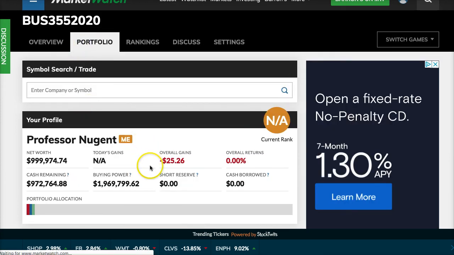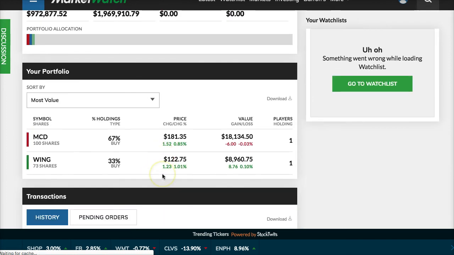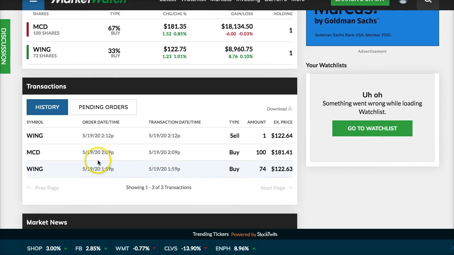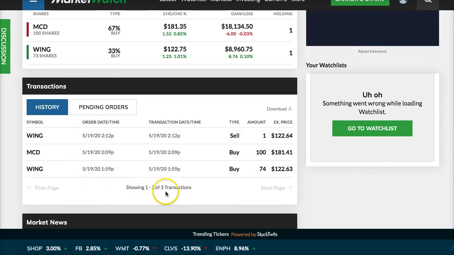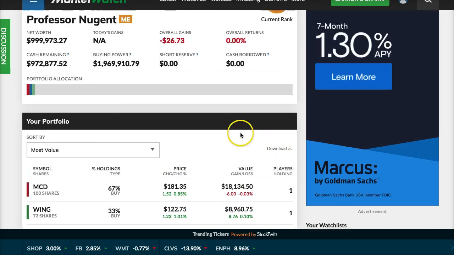These are using real time, real live stock quotes, though it might be 20 minutes delayed. So once that trade executes, right now it's pending, I'll have 3 trades so far. My number of transactions is the same as my number of trades. And you can download this information too.